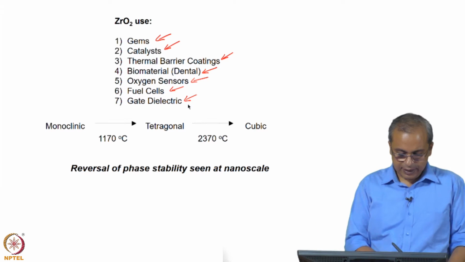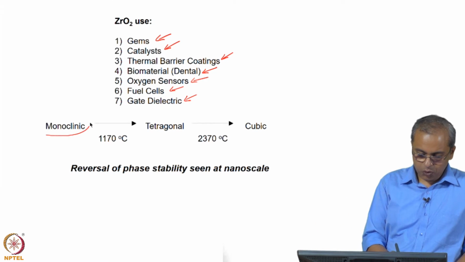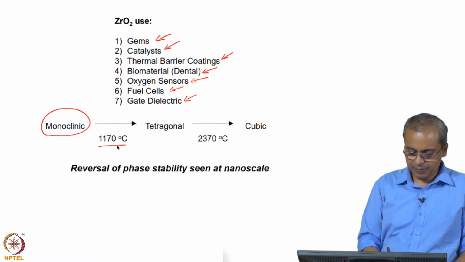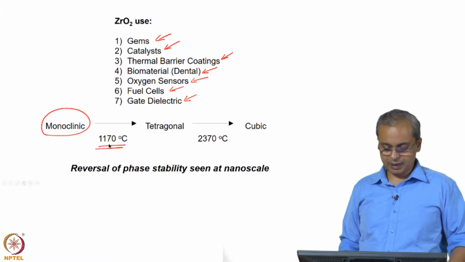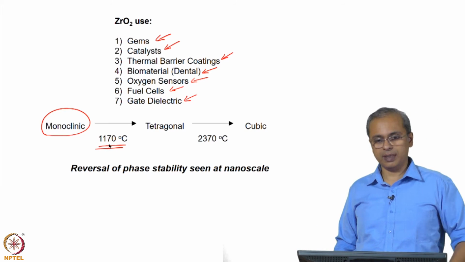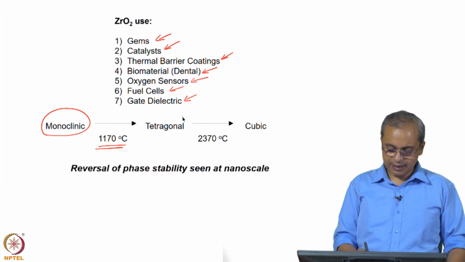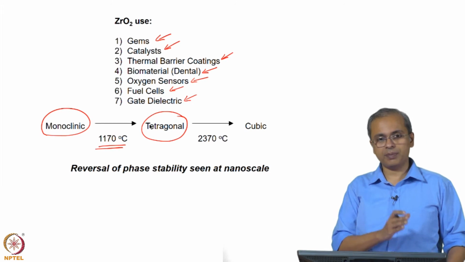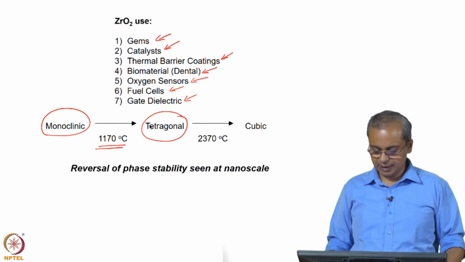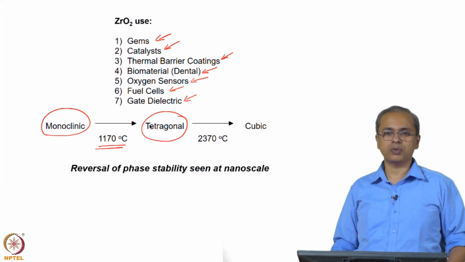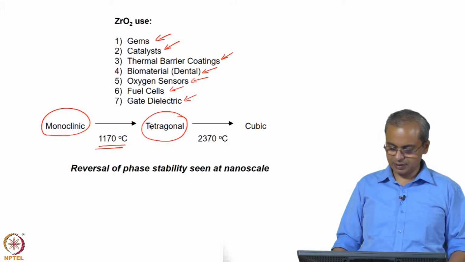Now, the important thing is, as I said, there is this monoclinic phase which is stable at room temperature all the way up to about 1100 degrees centigrade, nearly 1200 degrees centigrade. Then there is a tetragonal phase which is stable from there for another 1000 odd degrees centigrade. So, till about 2300, 2400 degrees centigrade the tetragonal phase is stable, and after that the cubic phase is stable.